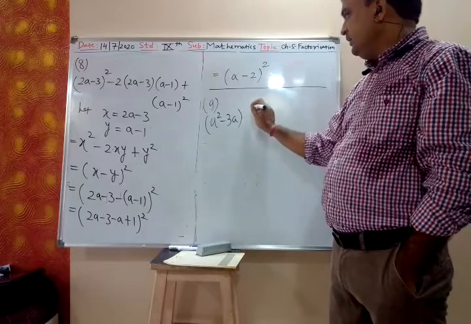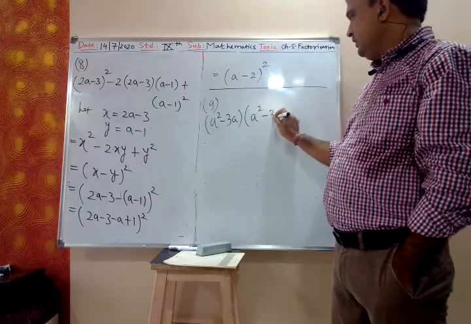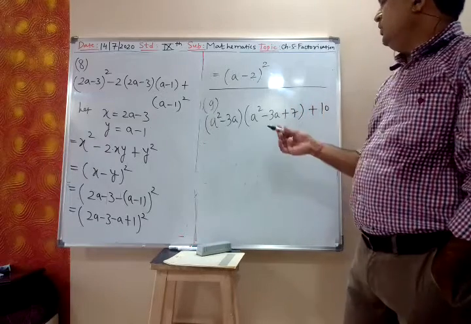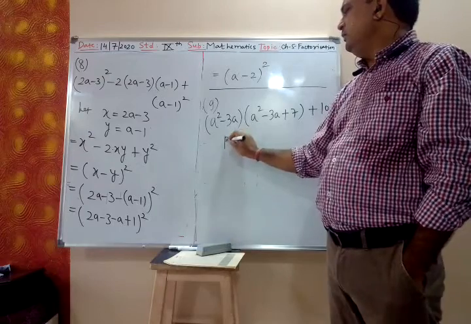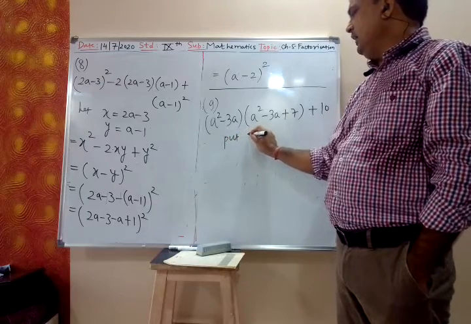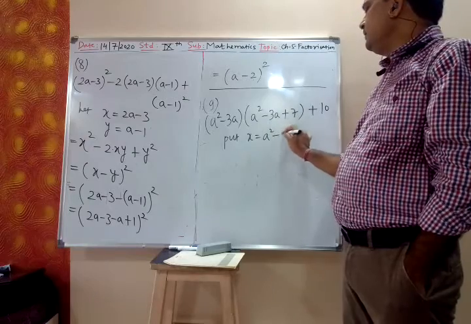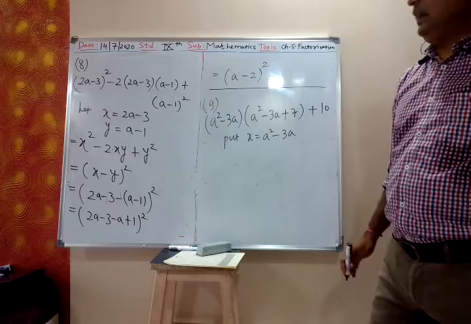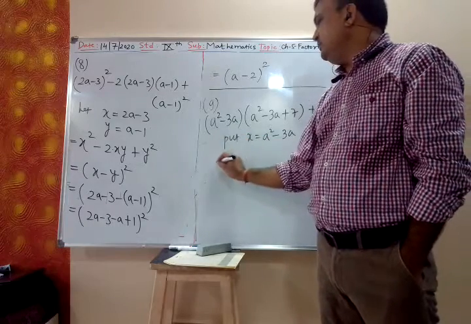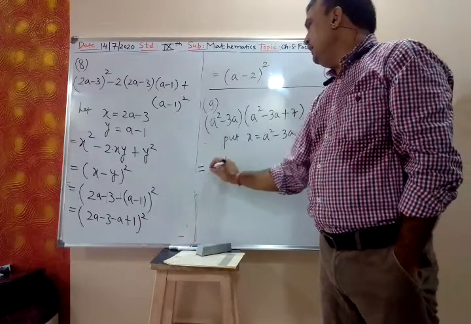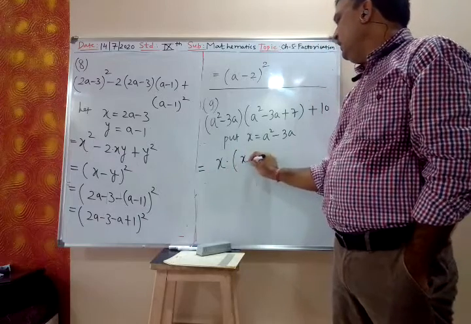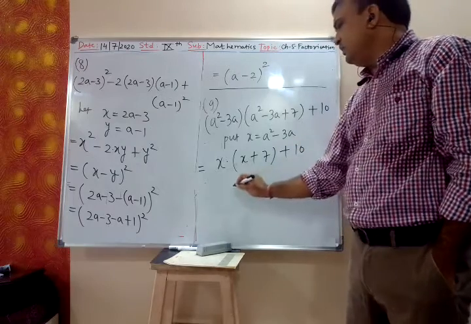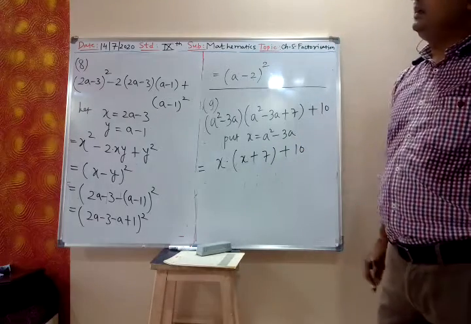A square minus 3a, a square minus 3a plus 7 plus 10. So we just do one thing. Put x is equal to a square minus 3a. So this becomes x into x plus 7. We have done a similar problem. Further I will give homework. The same problem we have done in file C.